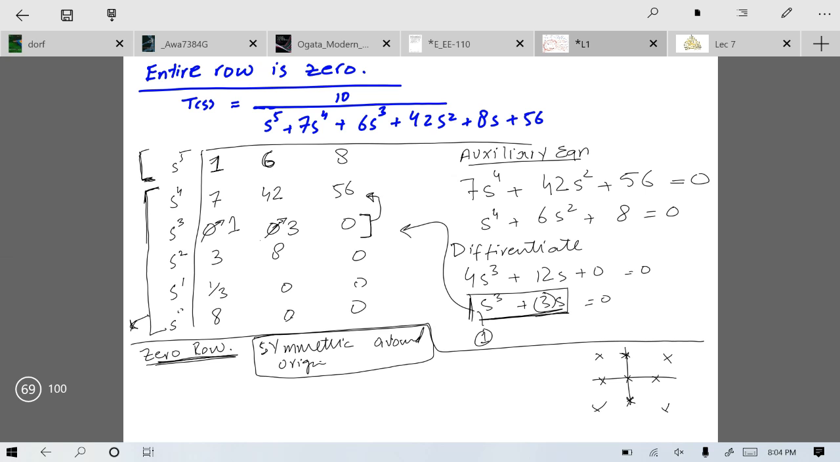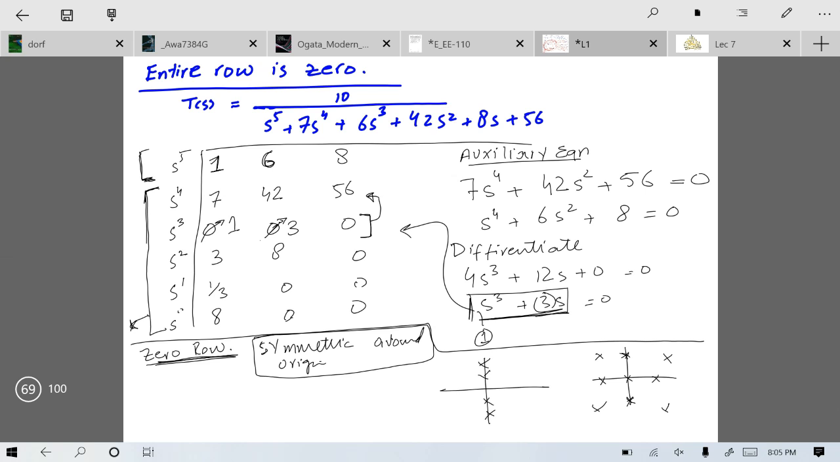Now, as you can see, there is no sign change over here, and the maximum power is S4. So it means there are four poles over here, and if there is no sign change, it means that there is no pole on the right hand side. So all the symmetry around origin would be on the j omega axis. 1, 2, 3, 4.